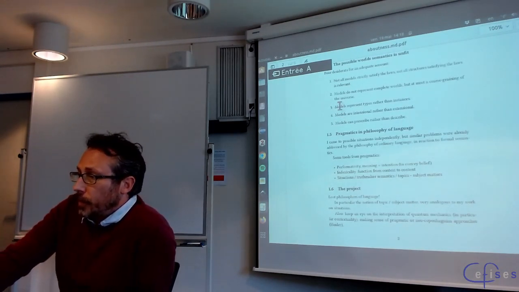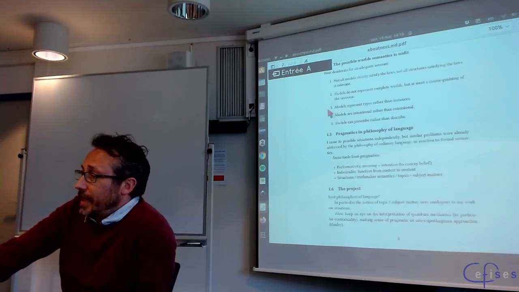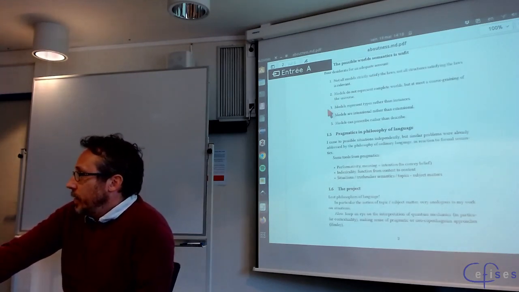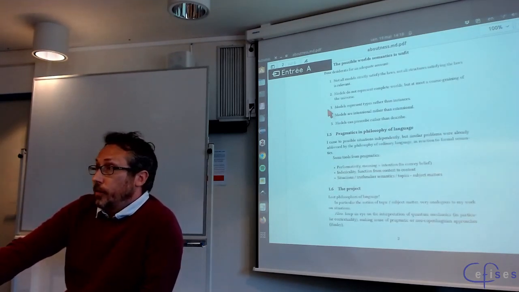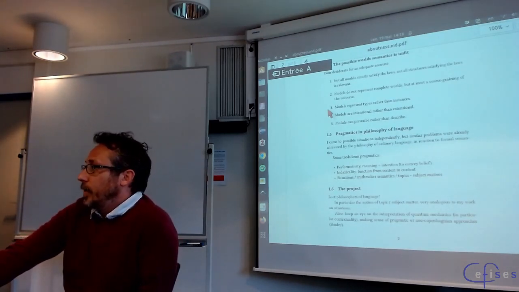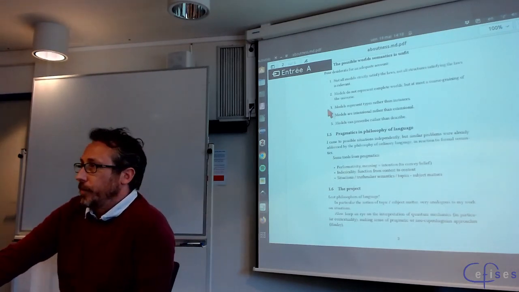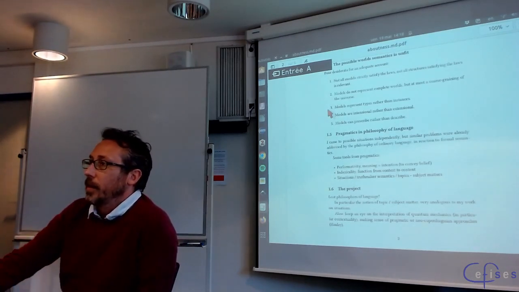Then the third problem is that models represent types rather than instances in general. There are exceptions, but most of the time models represent a type of phenomena or a type of system. They do not represent one particular object of the world.